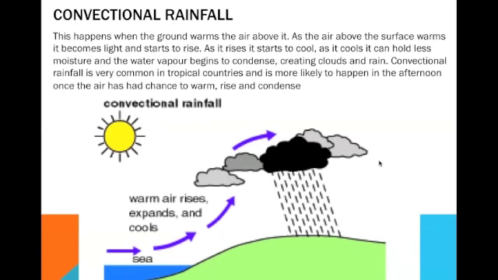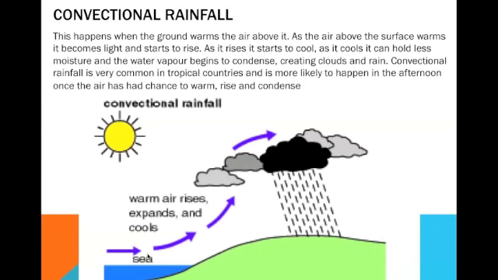So, and convectional rainfall. This happens when the ground warms the air above it. So as the air above the surface warms, it becomes light and starts to rise. As it rises, it starts to cool, and as it cools, it can hold less moisture and the water vapor begins to condense, creating clouds and rain. Convectional rainfall is very, very common in tropical countries and is more likely to happen in the afternoon once the air has had a chance to warm, rise, and condense.